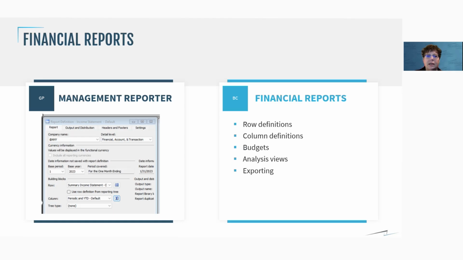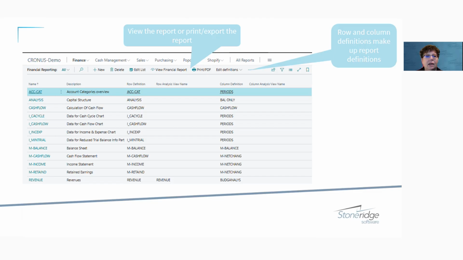And then Management Reporter. So financial reports in Dynamics GP, typically that's going to be Management Reporter. It is made up of row and column definitions. Business Central is the same thing. The financial reports out of the box in Business Central are made up of row definitions and column definitions. You can include budgets, do analysis views, and export this data to Excel. And out of the box, this is the view of the reports that are available. You can choose to either view the report or export the reports to Excel.